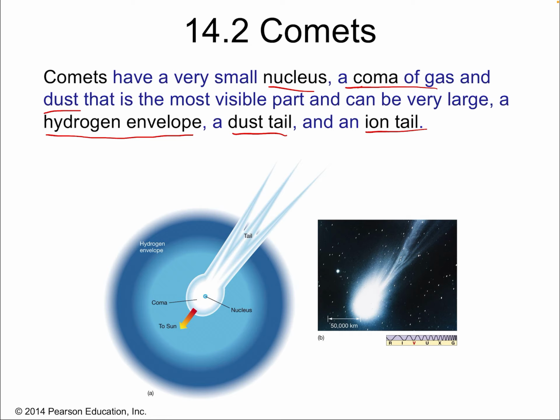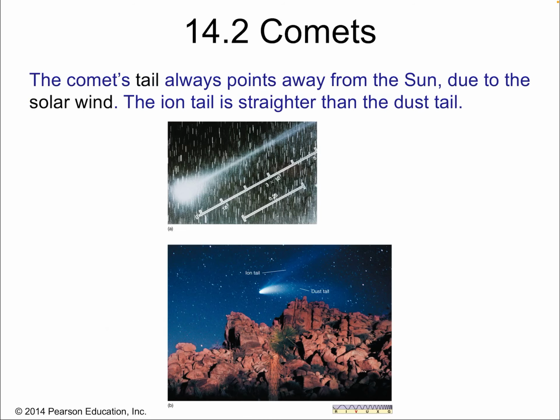Okay, so we can see right here's an example of the tail of the comet. The tail always has multiple parts to it. We'll talk about those multiple parts to the tail. Here's the hydrogen envelope. Here is the coma, which is also gas, but denser gas than hydrogen. And there's the small, dense nucleus. The nucleus would be rocky. Okay? So the comet's tail always points away from the sun due to the solar wind.